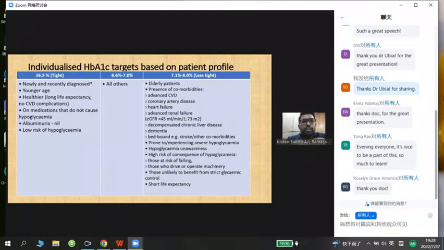As you can see, we want to keep the newly and recently diagnosed younger age patients who are at low risk below 6.5. The rest you will want to keep at 6.6 to 7. And in elderly patients with multiple comorbidities, you wouldn't want them to be too tight, because they are quite prone to hypoglycemia, and also they have multiple other diseases which will cause prolonged wound healing. So 7.1 to 8% is an acceptable level when you're treating an elderly patient with multiple comorbidities.